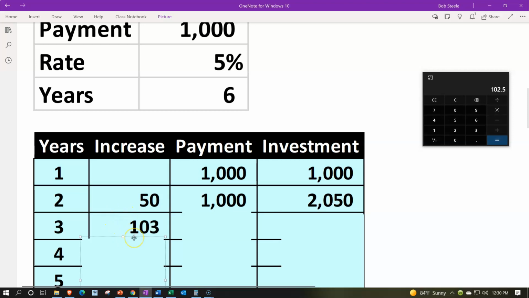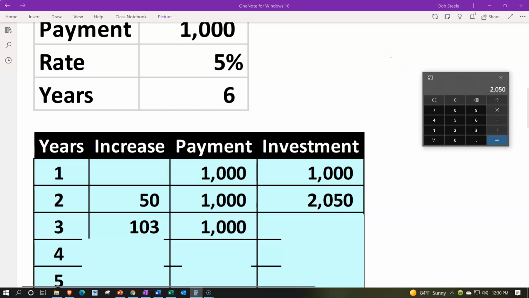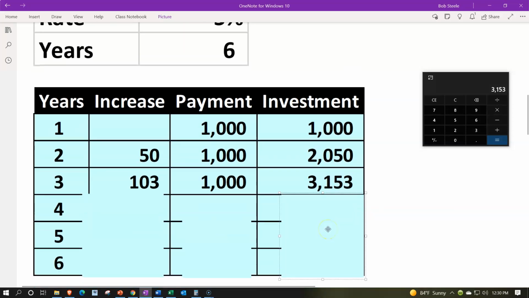We're going to say that's the 103 about. There is rounding involved. We'll put in another 1,000 at the end of year 3. And so now we've got the 2,050 at the end of year 2 plus the 103 about plus the 1,000, which is going to give us an ending balance at year 3 of 3,153. Multiplying that times 0.05, we get about 158.